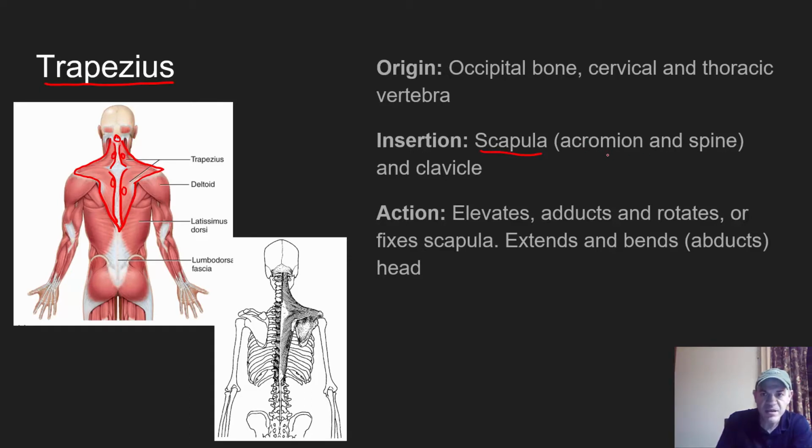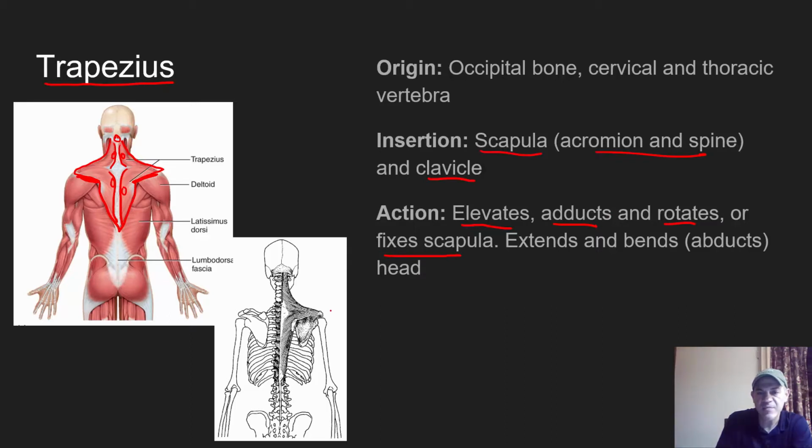specifically the acromion and the spine. The spine is, we're looking at the posterior portion here, that's the spine right there. And so the other insertion is the clavicle or the collarbone up toward the front and on the other side of the image. And so the action would be plenty of actions here. So we can elevate, adduct, and rotate or fix the scapula.